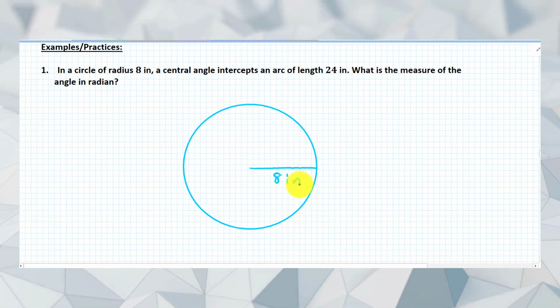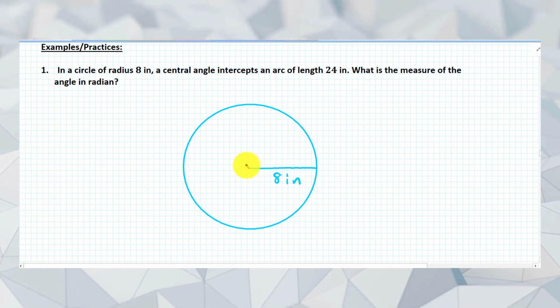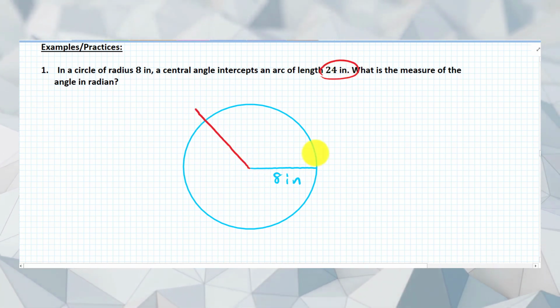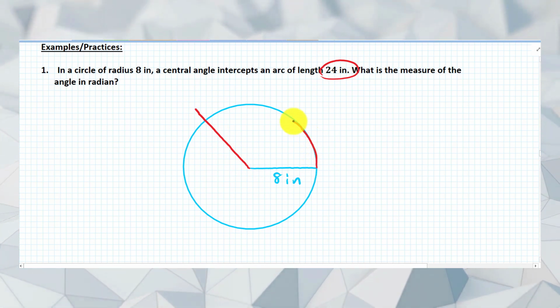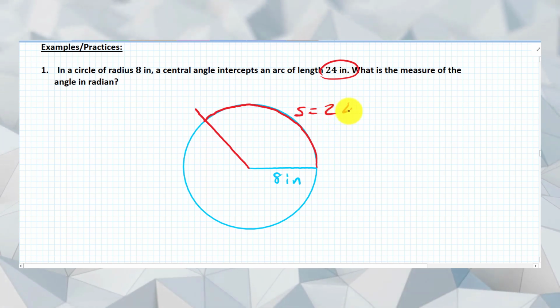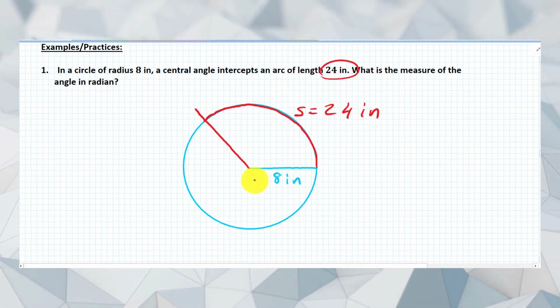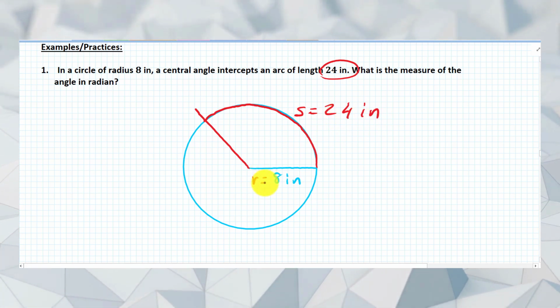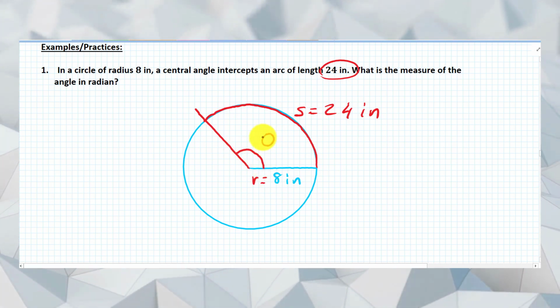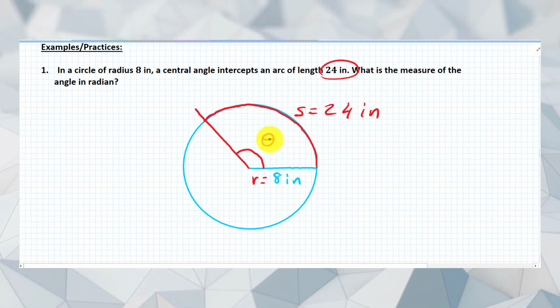And a central angle, so let's draw a central angle. It doesn't matter where I draw it. It intercepts an arc of length 24 inches. So right here, the length of the arc, which I call S, is 24 inches. 8 is R. Okay, what is the measure of the angle in radian? So let's call this measure theta.